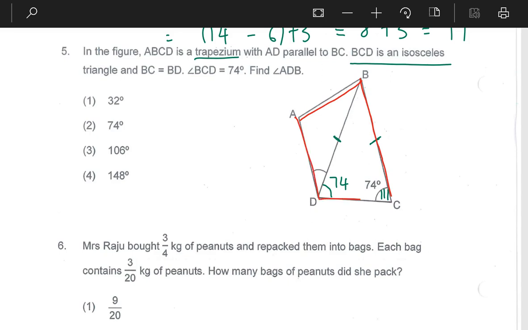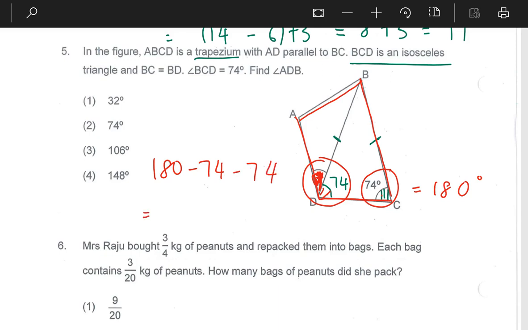This ABCD is a trapezium. Now trapezium, one property is you have a small angle here, and together with the big angle, it should add up to 180. So if you have already got a 74 and a 74 here, the question requires you to find what is this unknown. All you need to do, 180 minus 74 minus 74 is going to get you 32 as your answer, number 1.